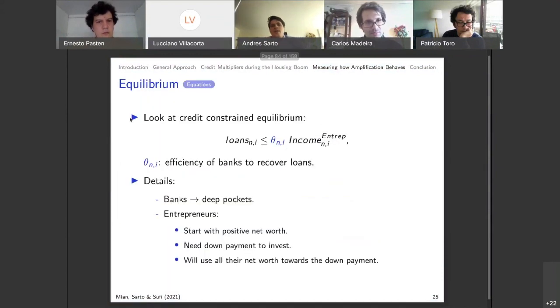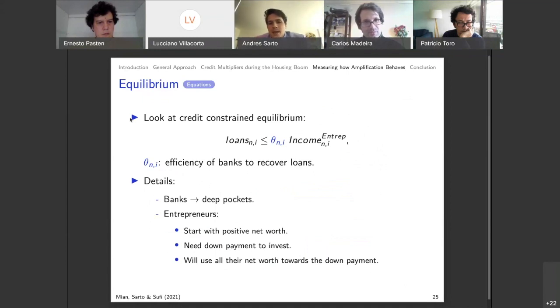The economy is a very stylized Kiyotaki-Moore world. Suppose that instead of infinite periods, we collapse to 2 periods, and instead of having only one region, we have many regions and many entrepreneurs and bankers in each region.